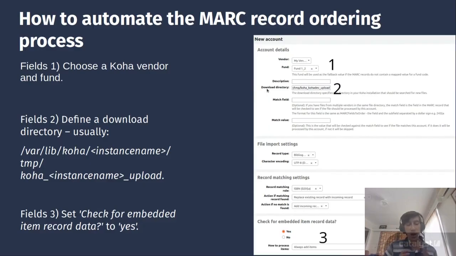So this is where are MARC files, when you upload them to Koha, where are they stored on the server? Thankfully, this is quite easy to set because it's always the same file path. So we can see in the slide here, the file path that you'd put right into the text field here is /var/lib/koha/ and then the instance name.